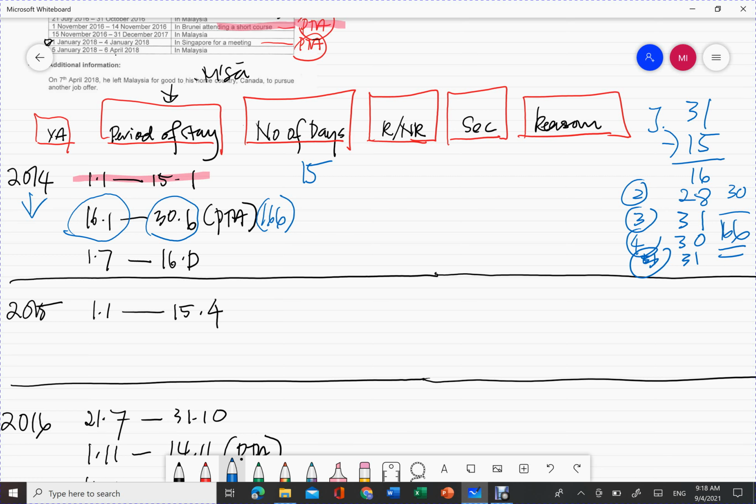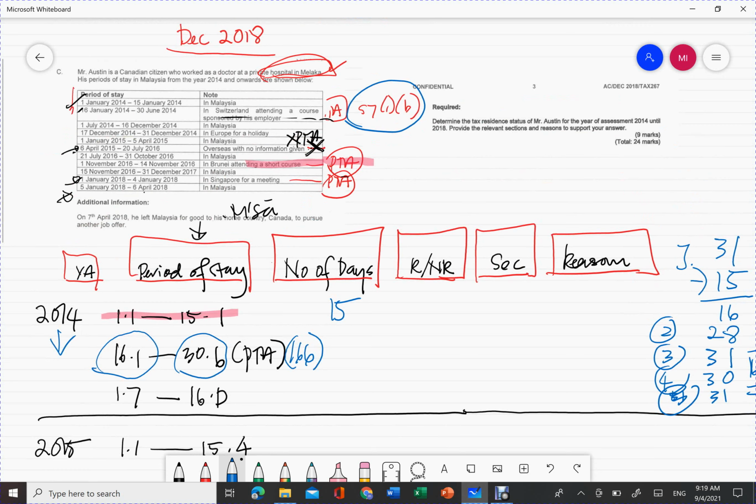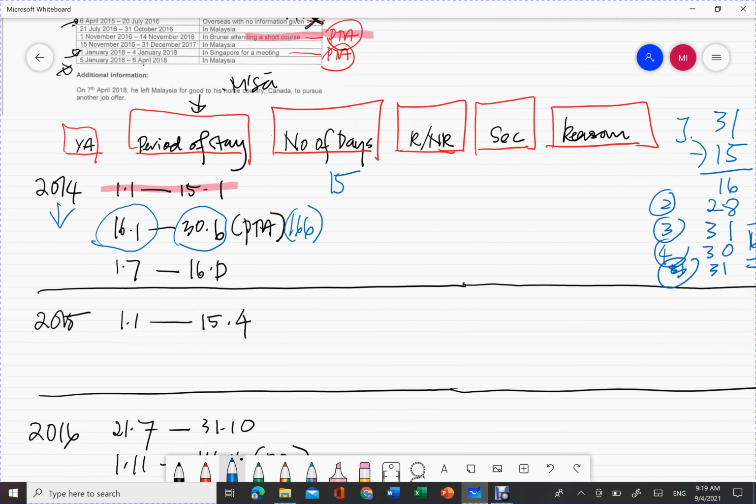And then lepas tu dia duduk lagi kat ni, ini apa ni? 16D. Sekejap apa? Oh, December. 16 December. I'm so sorry here. It's supposed to be 12 here. 16 December. Yang ni dia dekat Malaysia.